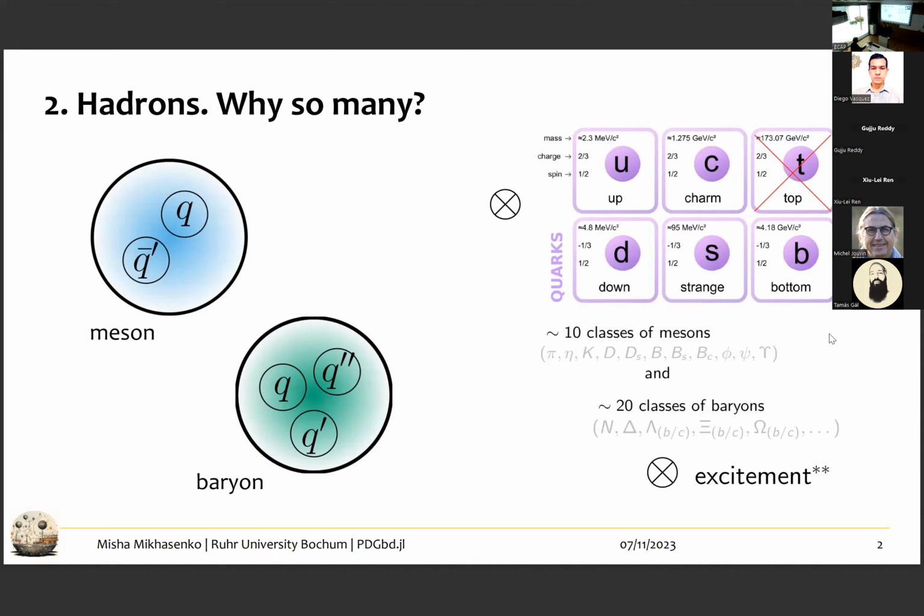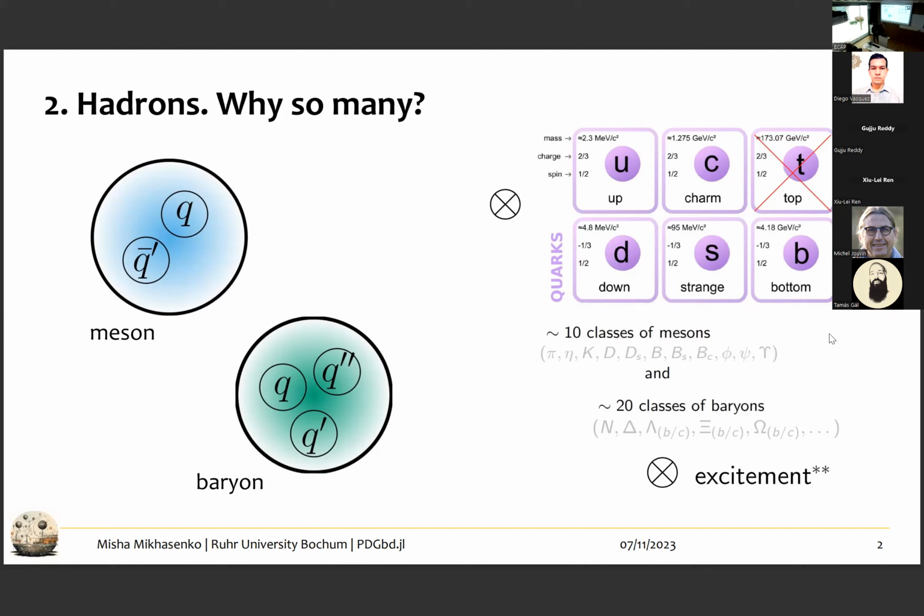Most of the things you find in the PDG are hadron resonances. And why are there so many of them? It's easy to understand if you look at the way constituent mesons and baryons are formed. Mesons are made of two quarks, which could be the same or of different flavors, and baryons are made of 3 quarks. In the standard model, we have 5 quarks that form hadrons. The top quark does not form hadrons, because it decays too quickly before it hadronizes.